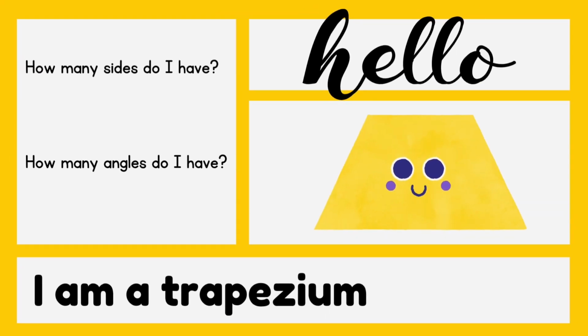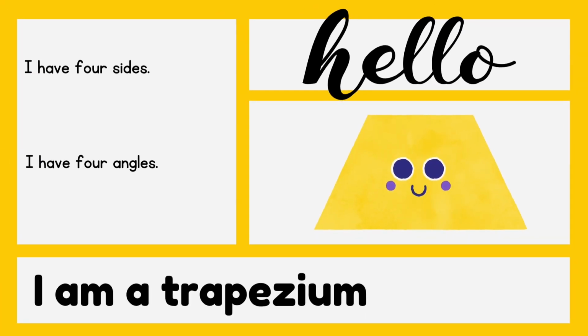Hello, I am a trapezium. Do you know how many sides and angles I have? Let's count them together. 1, 2, 3, 4. I have 4 sides and 4 angles.